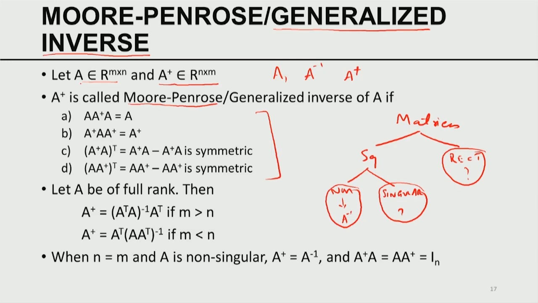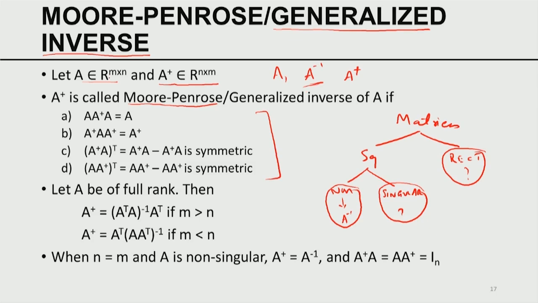It turns out if M is equal to N and A is non-singular, all these reduce to the definition of A inverse we already know. Therefore, this notion of a generalized inverse includes the ordinary inverse as a special case.